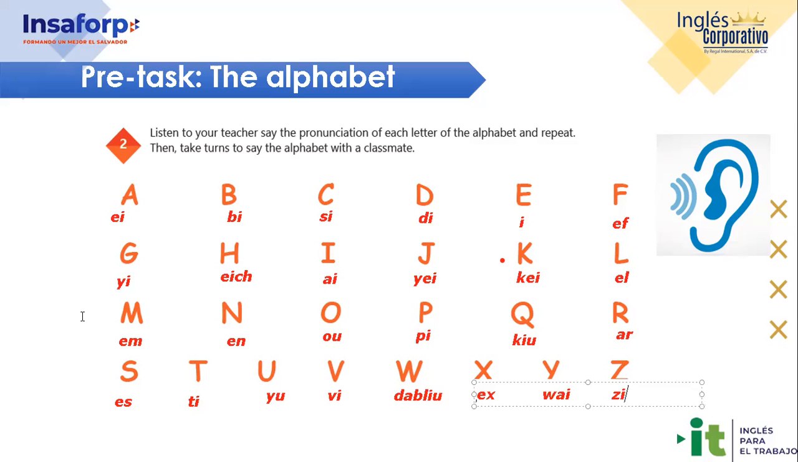Okay, good. So now let's check some of them. Vamos a checando algunas de esas que a veces se escuchan parecidas. So I'm going to pronounce the alphabet once and then you try to identify which of them sound alike or similar. A, B, C, D, E, F, G, H, I, J, K, L, M, N, O, P, Q, R, S, T, U, V, W, X, Y, and Z. Okay.